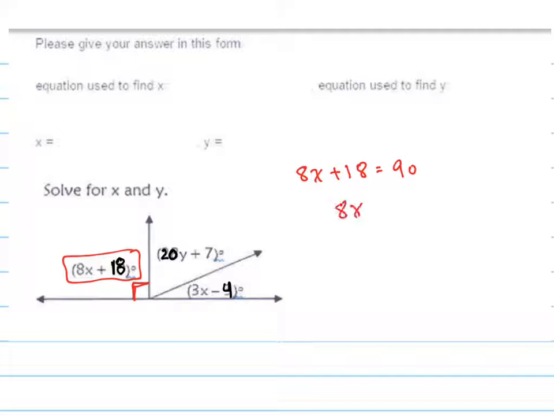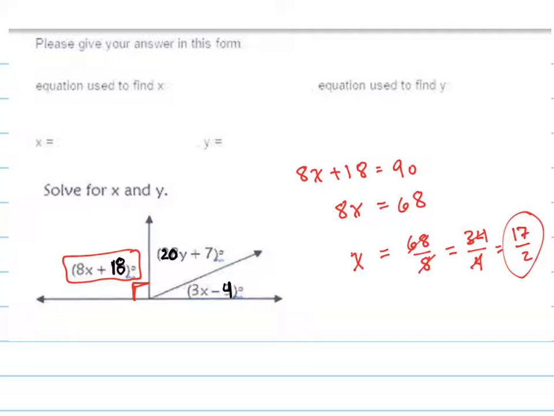So 8x equals, subtract from both sides, so that's 68. And so x equals 68 divided by 8. That's an ugly fraction. Let me show you how you can do this without a calculator. Take half of both of them, you get 4 and you get 34. Take half of both of them again, you get 17 and you get 2. So x is 17 halves.